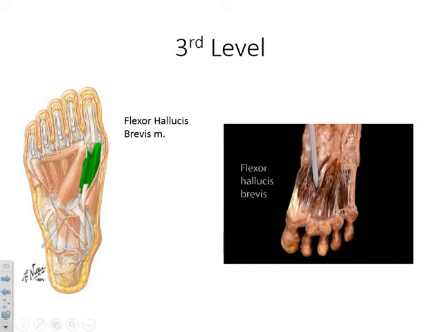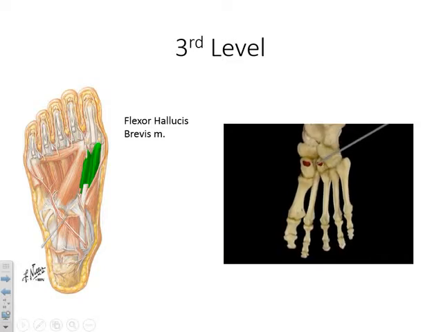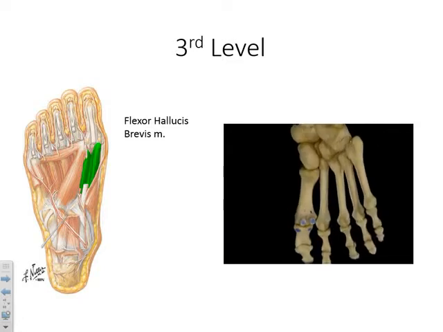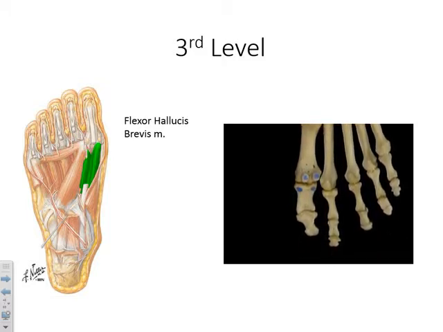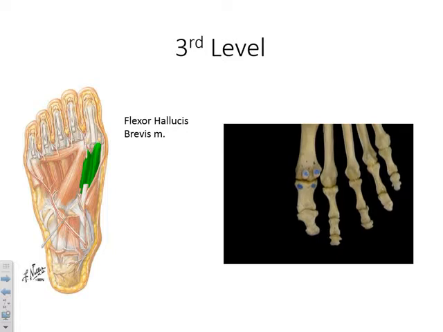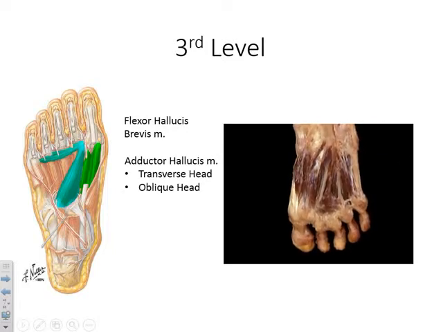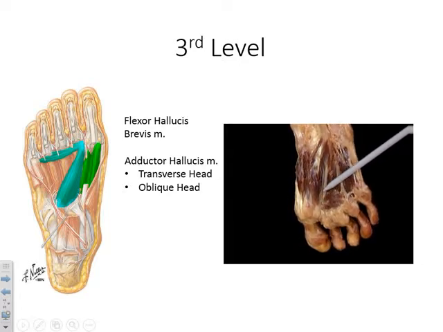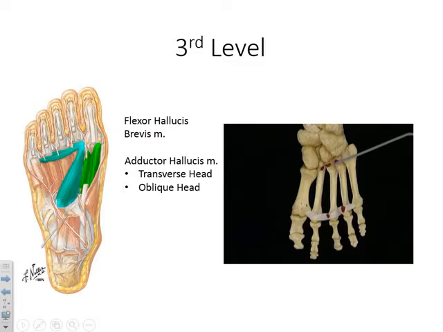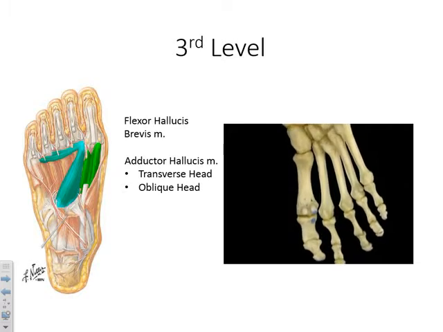It originates off of the cuboid and lateral cuneiform bones and inserts bilaterally on the base of the proximal phalanx. As with flexor pollicis brevis in the hand, it's a flexor of the great toe up to the metatarsophalangeal joint. Next is adductor hallucis. This actually originates as 2 separate bands. The oblique head comes off of the base of the metatarsals 2 through 4, and the transverse head off of the ligaments surrounding the metatarsophalangeal joints.